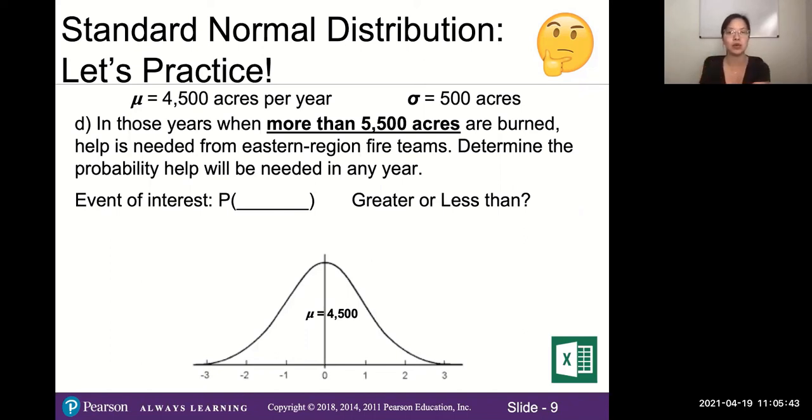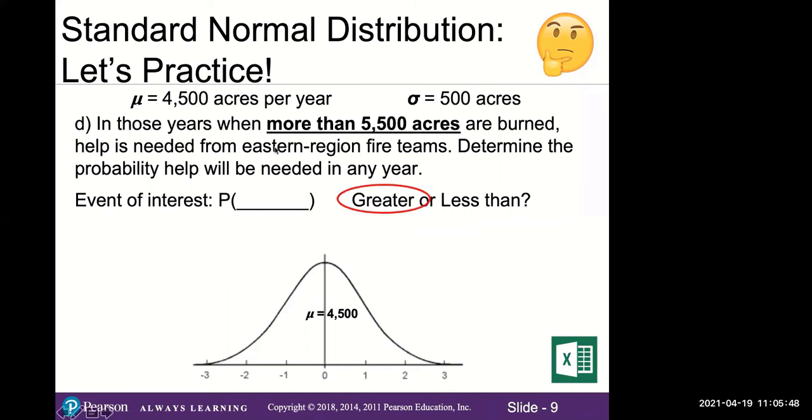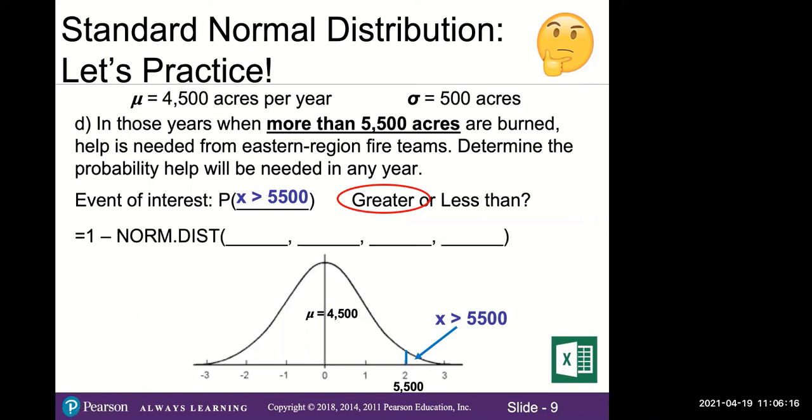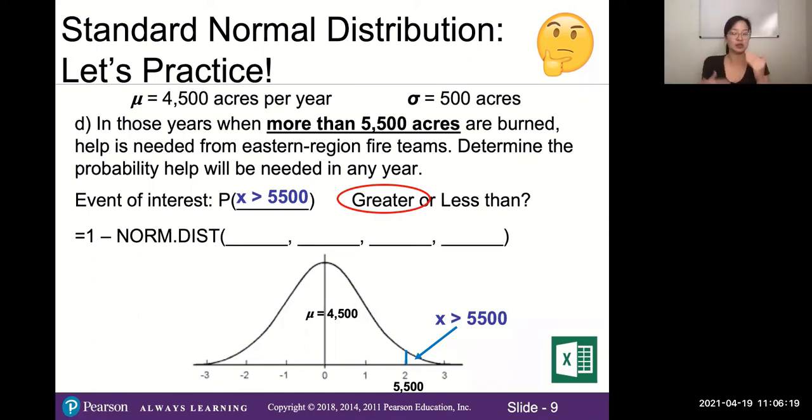So in this one, are we working with a greater or less than scenario? Greater than, right? Because that's more. So again, we're just going to make sure we know our event of interest is X is greater than 5,500. And if I draw it on our curve, it's way out here, right? It's about 2 standard deviations out. And so we're interested in this little area right here. And again, what kind of Excel formula are we going to use? One minus. Fantastic. So I'm asking that because you'll see it in chapter 5, chapter 6, chapter 7, all throughout the rest of the course. And the sooner we remember that, the easier it will be, because at least you'll know which Excel formulas to pull out. So we're going to go ahead and use this one right here.